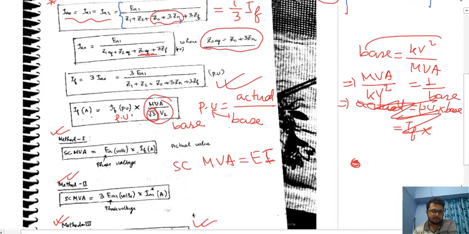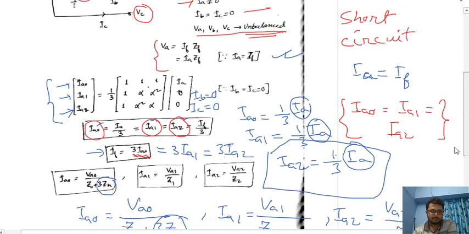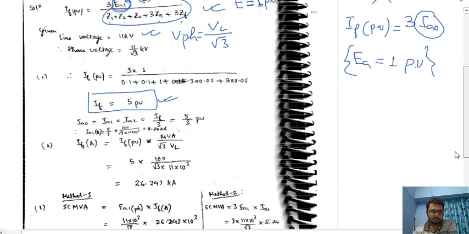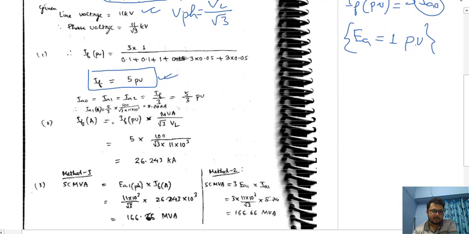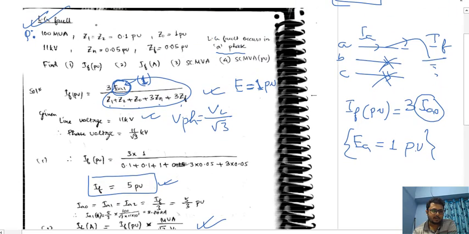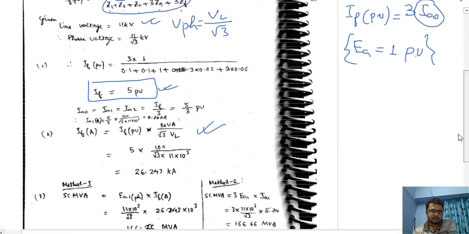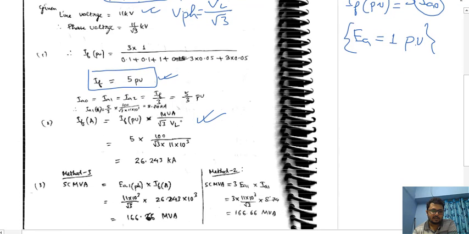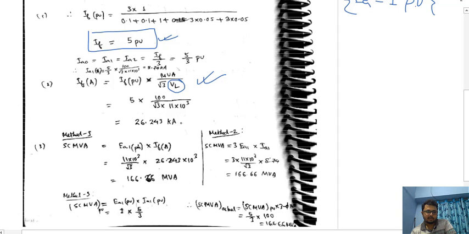Actual fault current equals IF per unit into MVA by root 3 VL. Just remember this. So IF in ampere equals IF per unit into MVA by root 3 VL. MVA is given as 100, and VL is the line voltage. It is 11 kV, so in kV you have to convert to volts. So root 3. So we got this much kilo ampere. Is it clear or not?